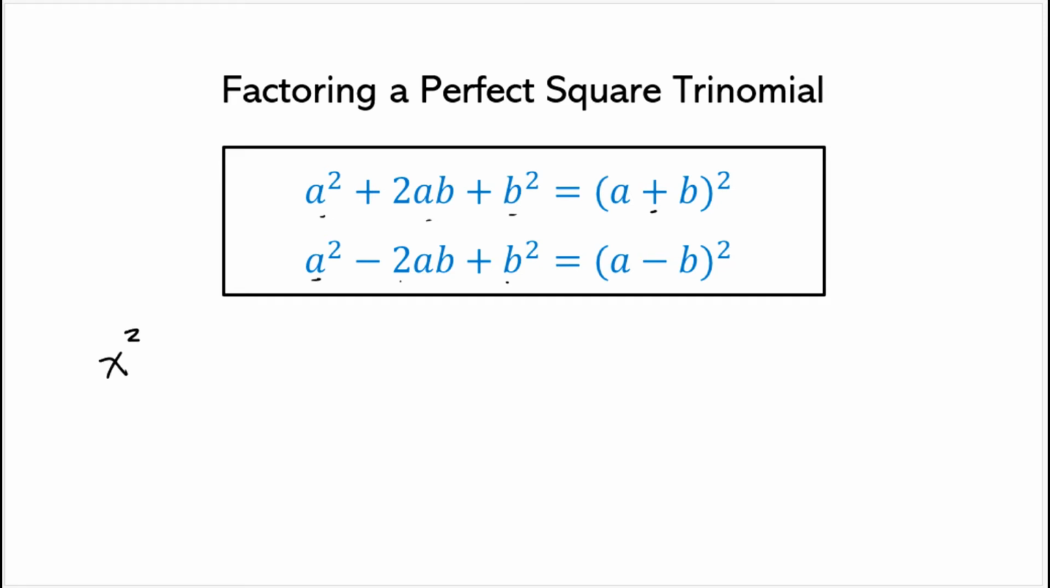Let's try to recognize if the trinomial x squared minus 8x plus 16 is a perfect square trinomial, and if it is, then let's try to find its factor. So, ano yung mga condition natin for a perfect square trinomial? The first term and the last term, or the third term, are perfect squares. So, x squared is a perfect square with the square root of x.